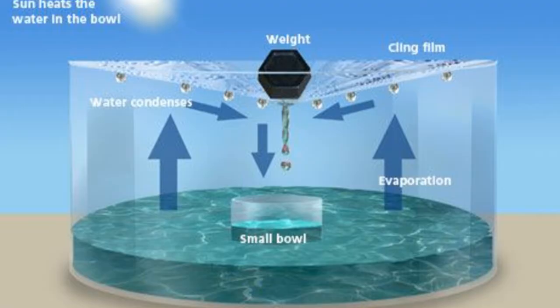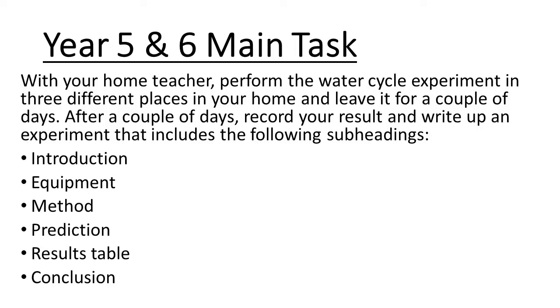Here is what your water cycle should look like. As you can see, there is a small amount of water in the bowl with a small container in the middle. The cling film is along the top of the bowl with the weight in the middle. As you can see, we would hope to see the water evaporate and then condense onto the cling film.